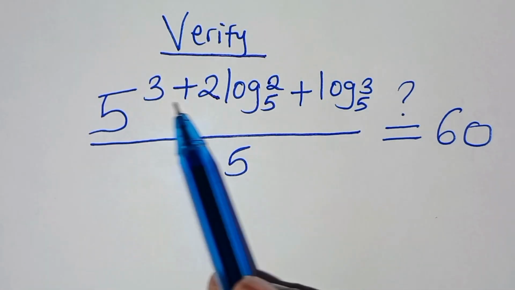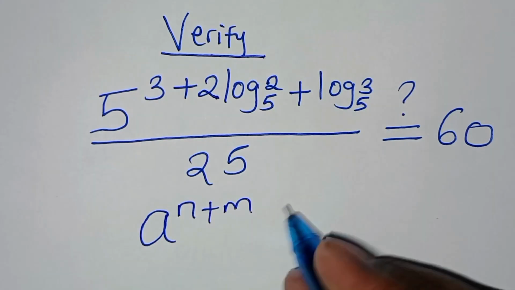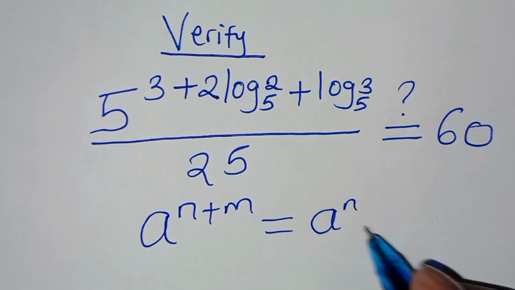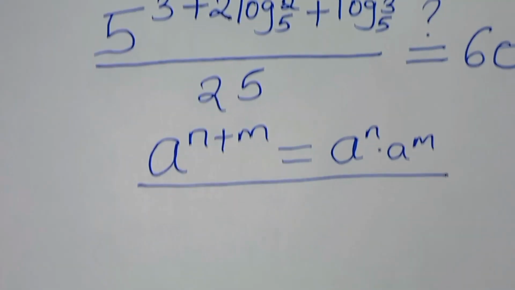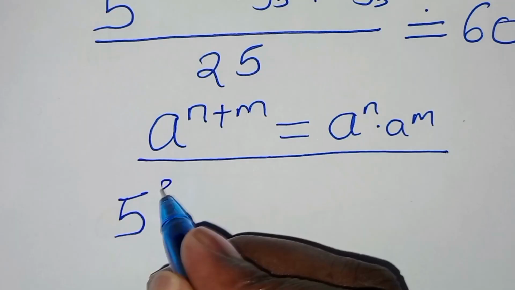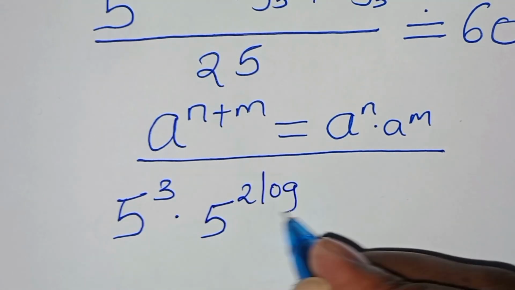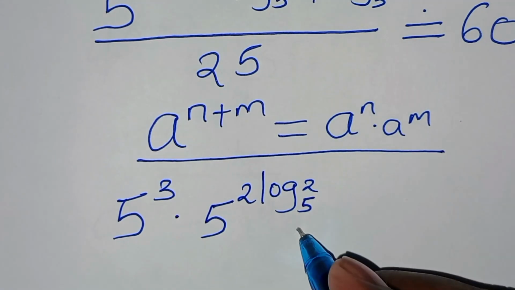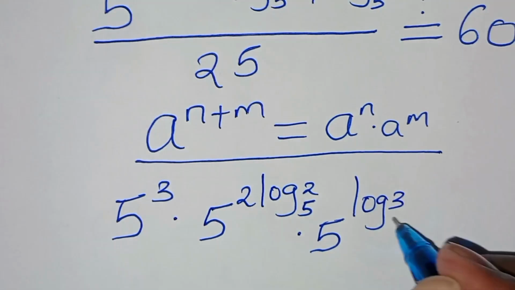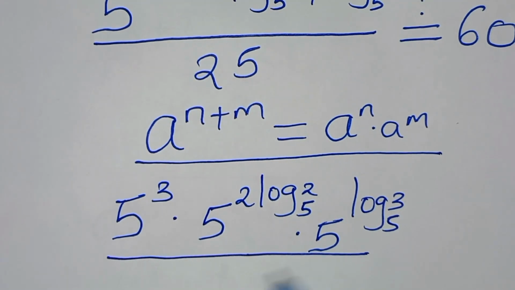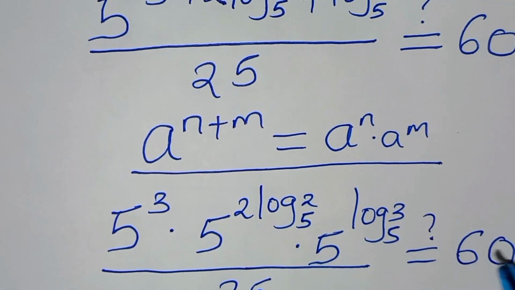Now, 5 to power 3 plus 2 log 2 to base 5 plus log 3 to base 5 is in the form of a to power n plus m, which you can transform as a to power n times a to power m. Applying this exponent property, we have 5 to power 3 multiplied by 5 to power 2 log 2 to base 5 multiplied by 5 to power log 3 to base 5, all divided by 25. This is supposed to give us a value of 60.